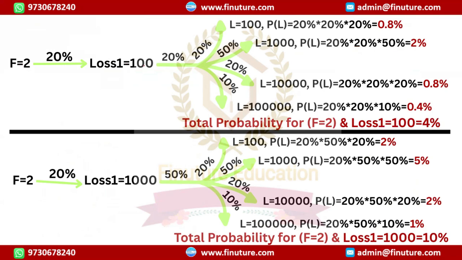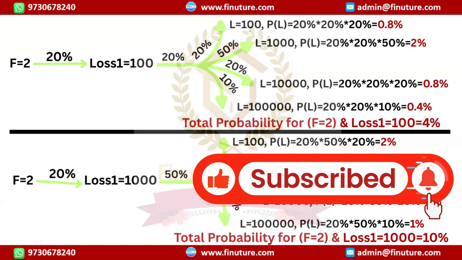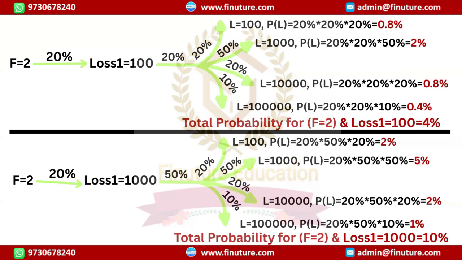In the first instance, say loss was 100, and in the second instance, loss could be 100, 1,000, 10,000, or 100,000. So what we have to consider to calculate the probability of loss 100, when the first loss is 100 and the second loss is also 100. Frequency 2 has a probability of 20%. This loss 1 being 100 has a probability of 20%, and this loss again has a probability of 20%. So 20, 20 and 20, it's 0.8%.